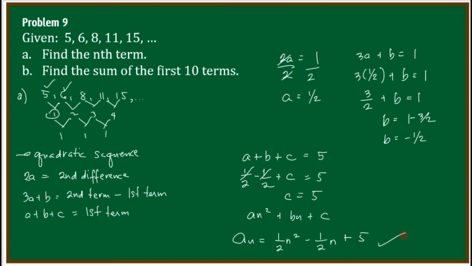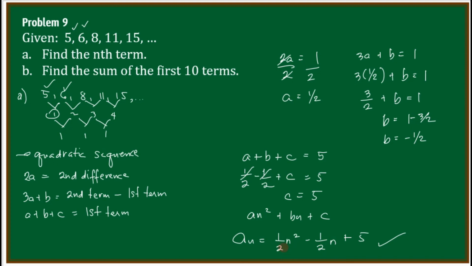So, check natin. So, if our n is 1, or first term, so you have 1 squared, 1 times 1 half is 1 half. Then, 1 half times 1 is also 1 half. So, 1 half minus 1 half, 0 plus 5, 5. So, correct. Another, let's say, 2, second term. 2 squared, 4, divided by 2 is 2. Then, 2 times 1 half is 1. So, 2 minus 1, 1, plus 5, 6. So, tama tayo. So, ito yung n term. 1 half n squared minus 1 half n plus 5.